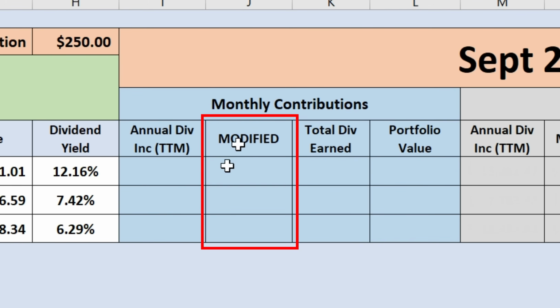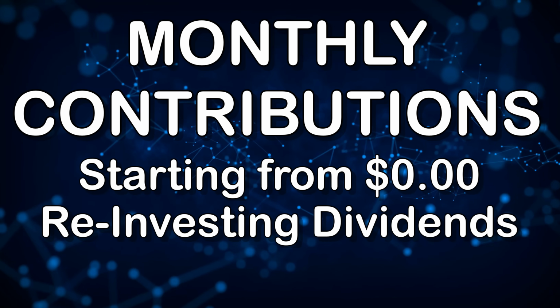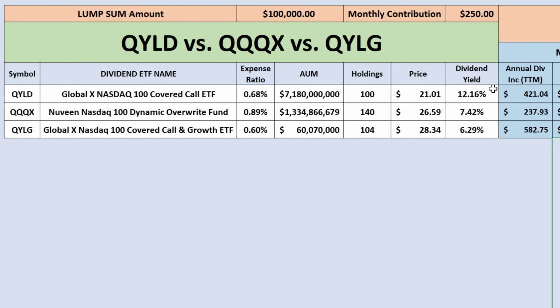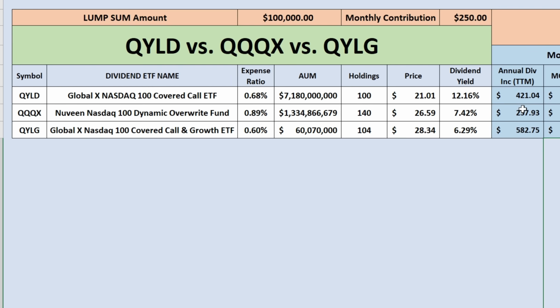I will talk more in a second about this modified column here because it is relevant with respect to this analysis. All right, let's take a look first off at monthly contributions. So top result here for the annual dividend income is $421 for QYLD, $237.93 for QQQX, and then for QYLG, $582.75.